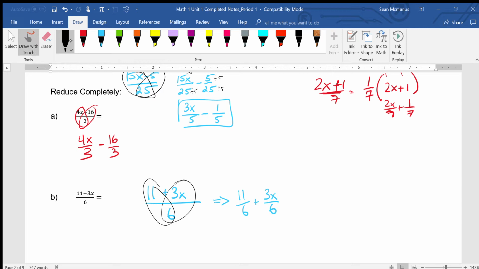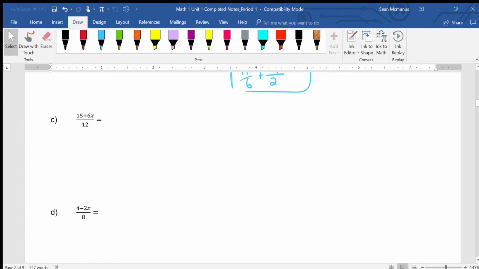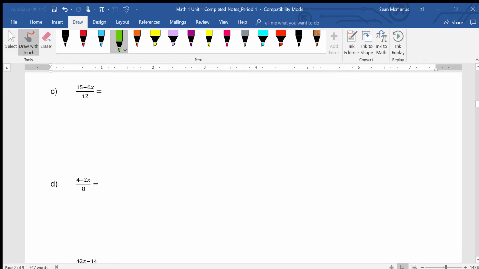11 and 6 do not have any common factors, but these guys do. So I would end up with 11 over 6 plus 3 over 3 divided by 3 is 1, so 1x, or just x would be okay, and 6 divided by 3 is 2. So that's our simplified one there. When I come down here, 15, again, I'm just going to write it because those are a little bit small.